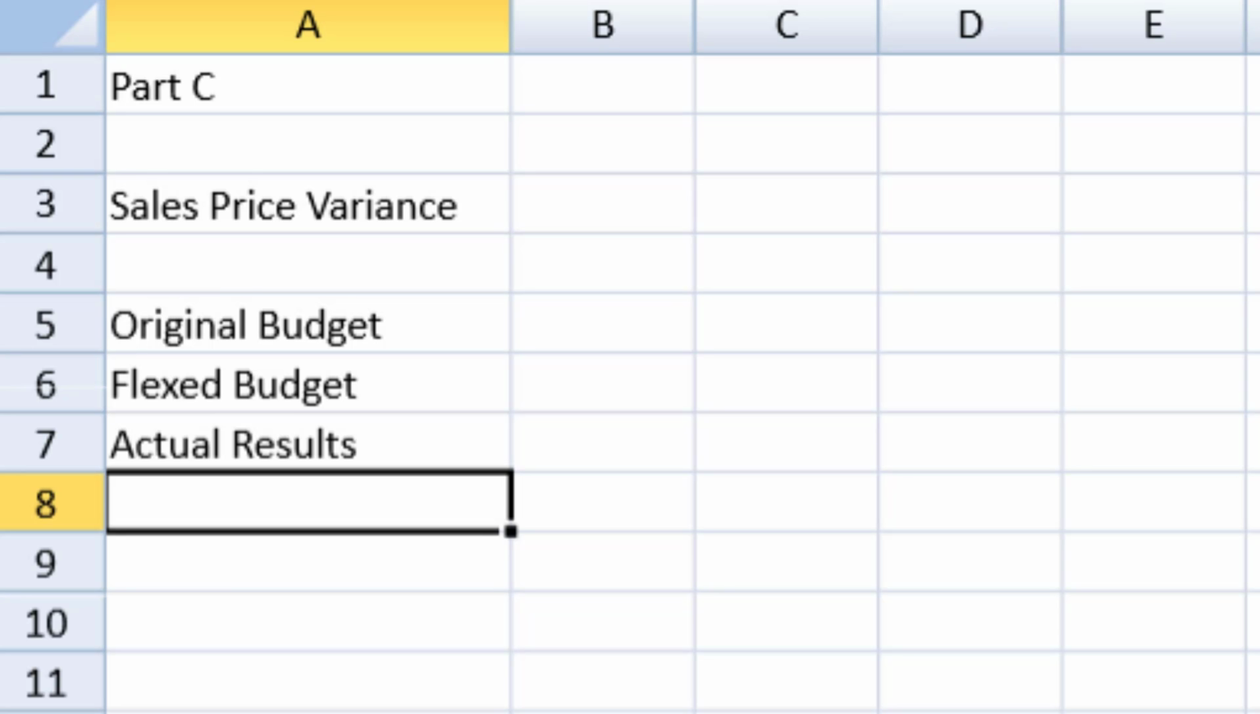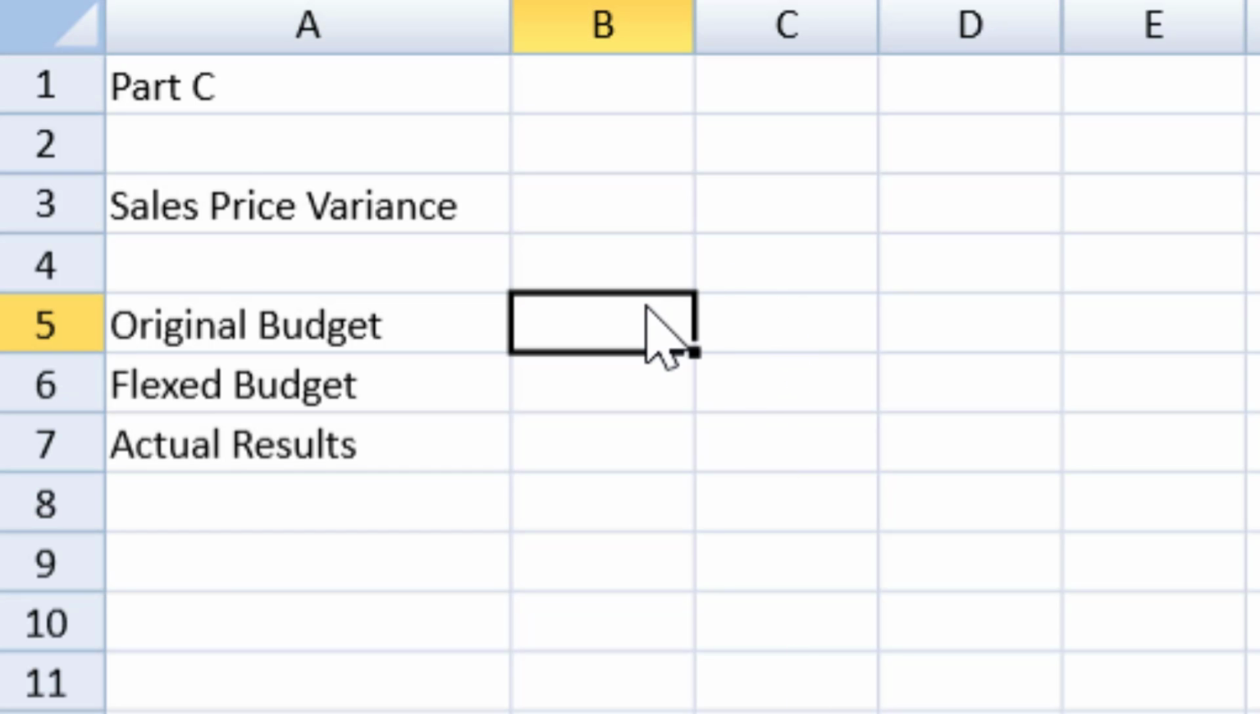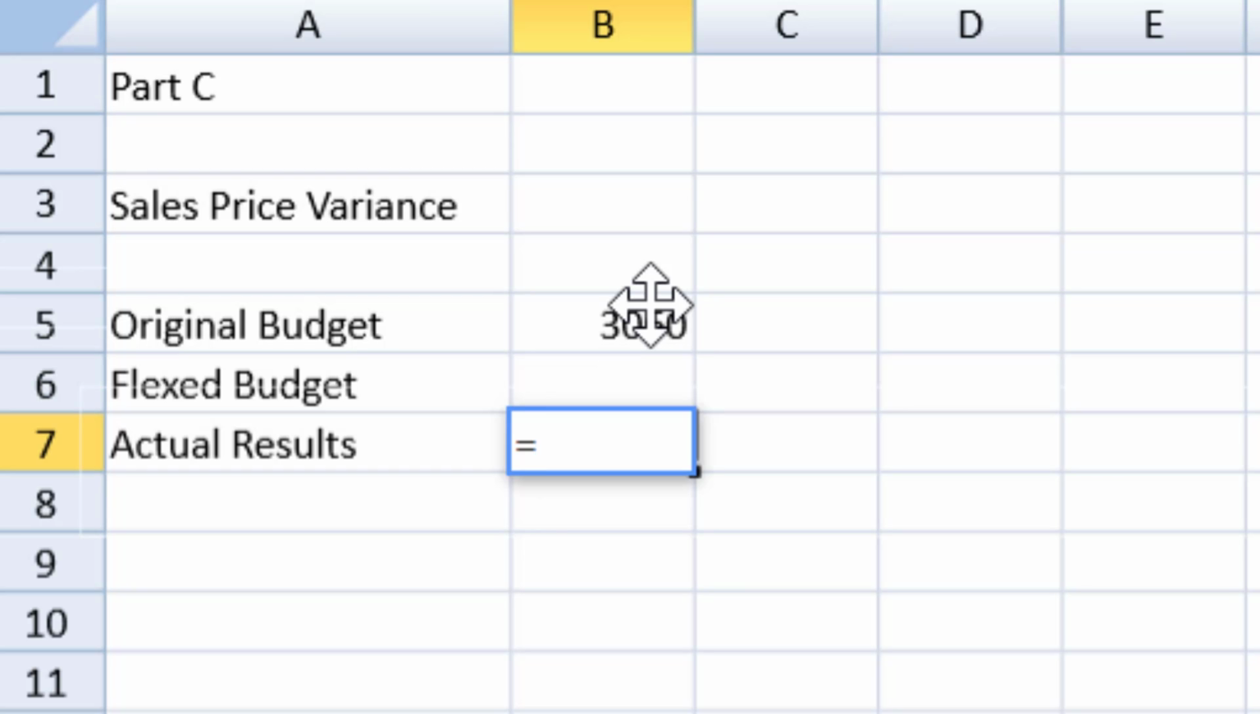So the original budgeted sales would be equal to the 180,000 units multiplied by the budgeted or the standard selling price of 17, taken right from the question. Now, the actual results, we actually sold 176 units, so we sold fewer units than expected. That is bad news. And we're going to multiply that by the actual price to get the actual revenue. And that would be 16.4.